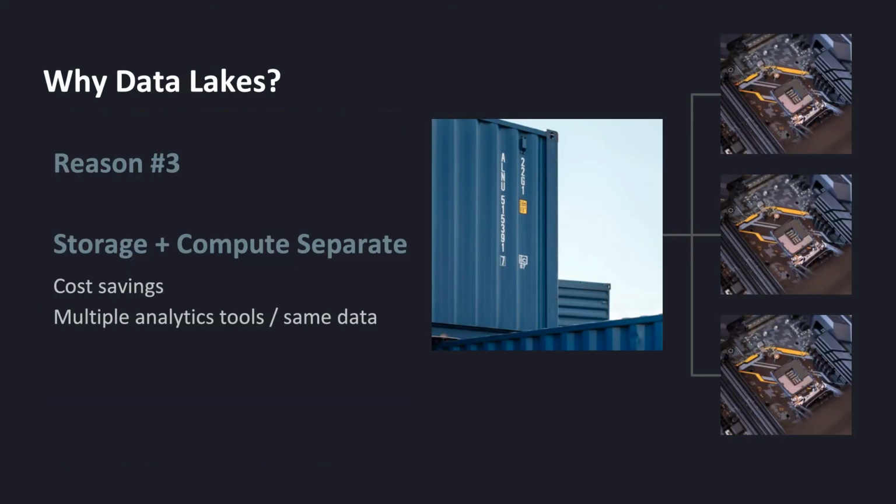Reason number 3 is separating storage and compute. When we're talking about using cloud storage like blob storage or AWS S3, we're talking about storing the data in one place and having multiple types of processing tools we can use to access it. In the example I'll show here, we will look at using Spark. We'll use Azure Databricks, which is running Spark, to access Azure Blob Storage.